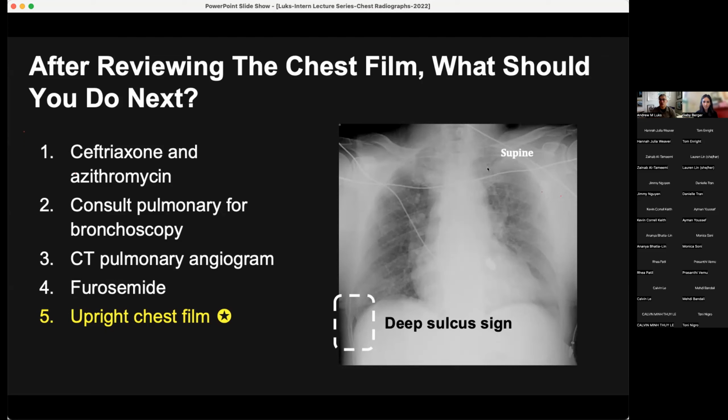This patient's film was taken in the supine position. So when you see this finding in a film that's done with a patient in the supine position, that raises concern for pneumothorax. And the way you would confirm the presence of pneumothorax is repeating the film with the patient in the upright position, or doing chest ultrasound, or maybe doing a chest CT.